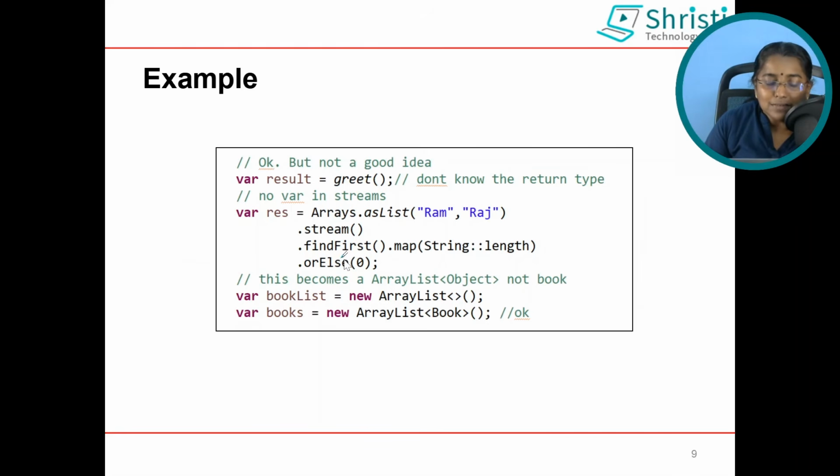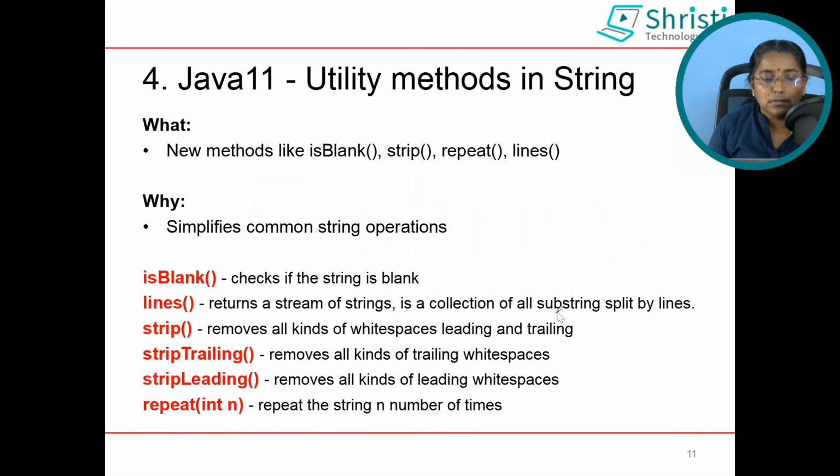When you are working with streams, it is better that you don't use var as a data type for the return value. Next, when you are creating an array list like this and assigning var as the data type, this becomes an array list of object, not an array list of book. If you explicitly want to create it as an array list of book or array list of employee, pass the generic type. Now we will move on to the next feature.